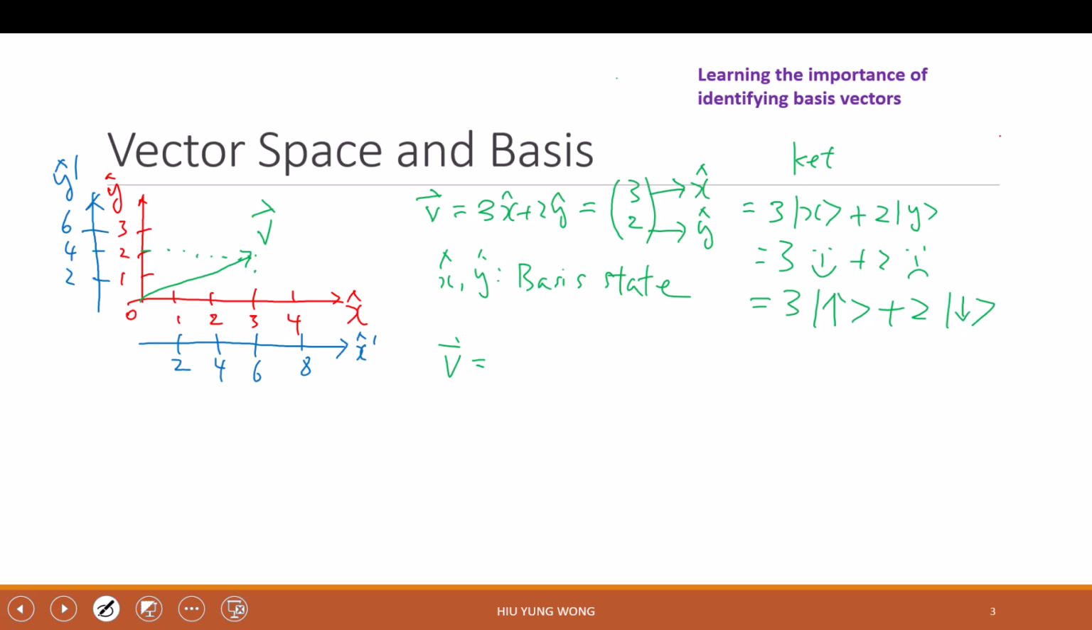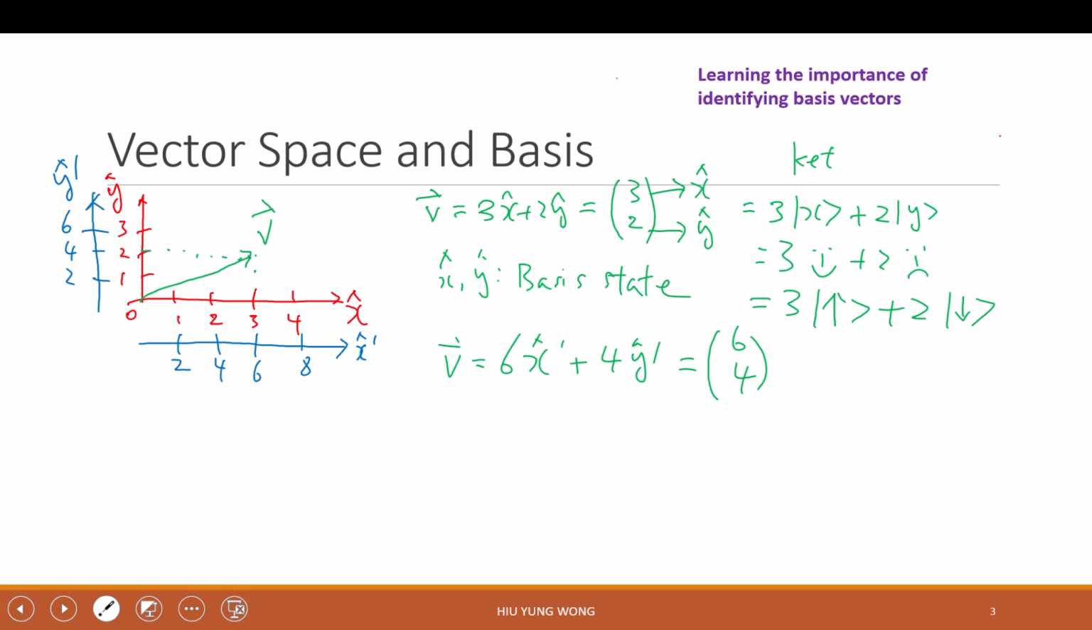What is vector v in terms of x dash and y dash? In terms of the new coordinate or new basis? 6 what? Thank you. 6x hat dash plus 4y hat dash. Okay? Now, if I want to write in column form, it becomes 6, 4. If you compare this and this, they are the same vector, but I'm giving different numbers. However, I claim that they are the same. Is there a problem?